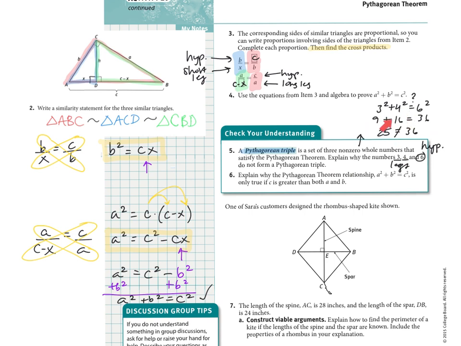So some of you might have already seen this. Wait a minute. Okay, I've seen the numbers 3, 4, 5 together before, and that has worked because 25 would equal 25. So that is an example of a Pythagorean triple: 3, 4, and 5 together.